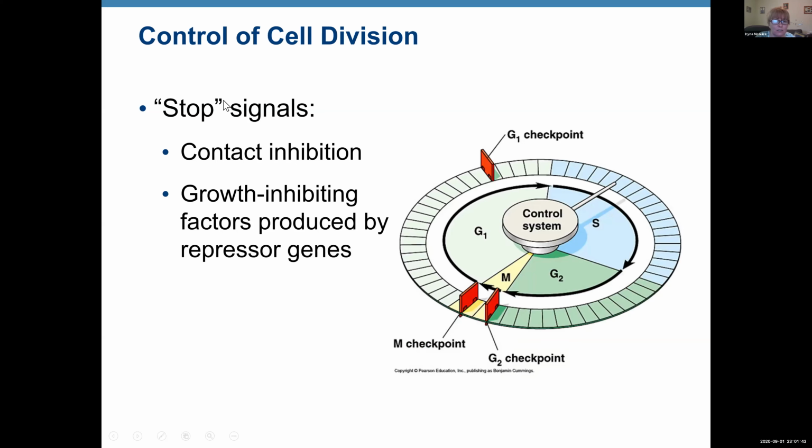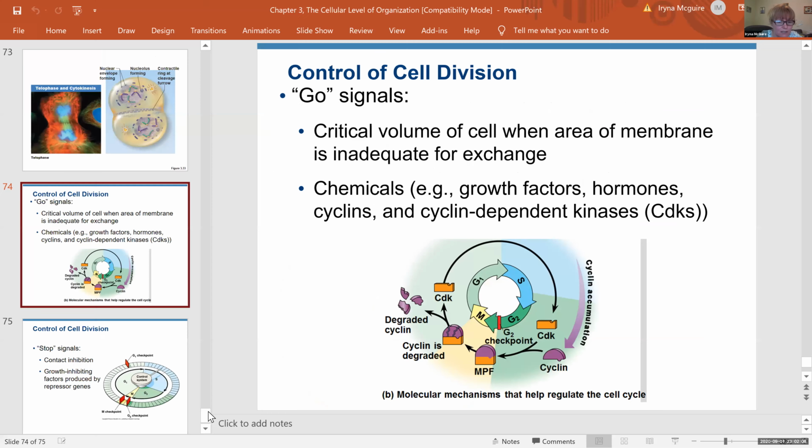And your cells receive stop signals. Stop signals include contact inhibition. So when we have too many cells and they start touching each other or they start touching a different tissue, that should be a stop signal. And growth inhibiting factors produced by repressor genes, so it's also some chemicals, right? So I think that was our last slide.